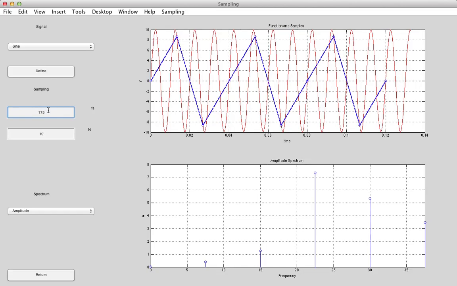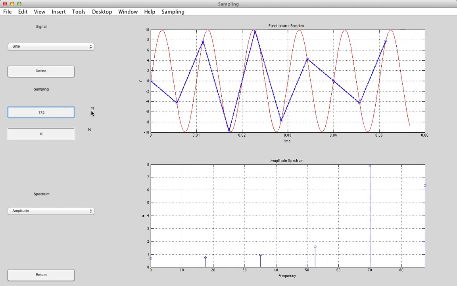Let's say we go to 175 hertz. Now we're still not capturing the input wave very well, and our fast Fourier transform thinks, well, our best guess is an amplitude of 8 with a frequency of 70 hertz. You know that's not right, but this is what aliasing does. It gives us a best guess, and that's all we know.